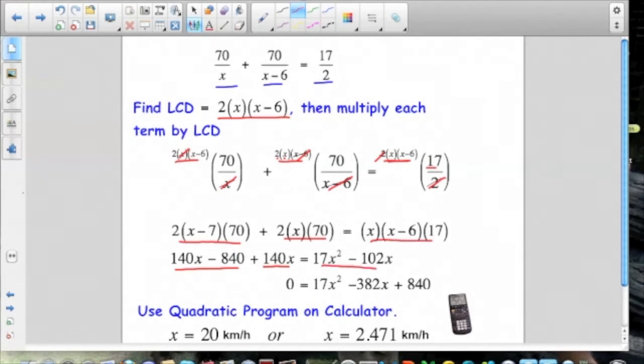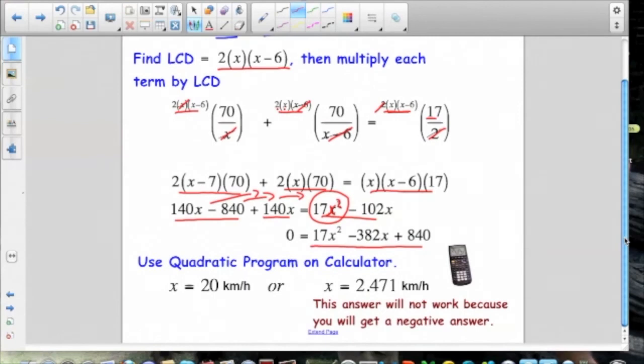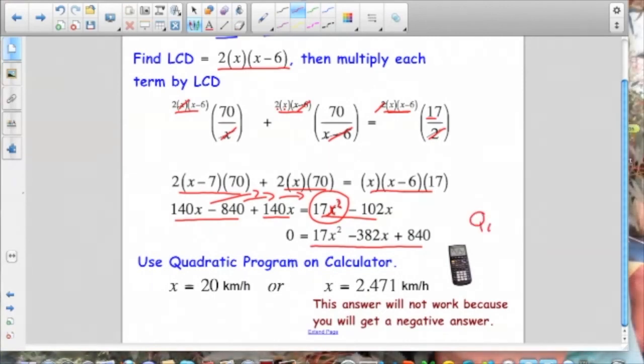All right, so now let's move things over, because this term right here, the x squared, determines the movement. These are going to move over to the other side to make it into a quadratic equation. So bring them over. Now we're going to go to our calculator and punch it in using our quad program. All right, and out comes 20 or 2.4.